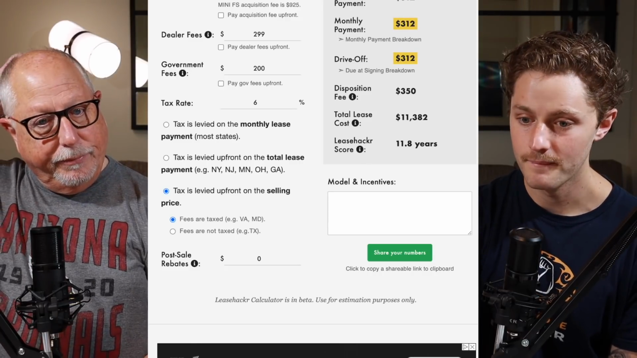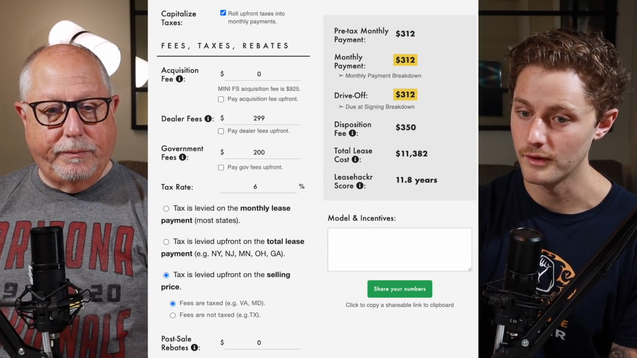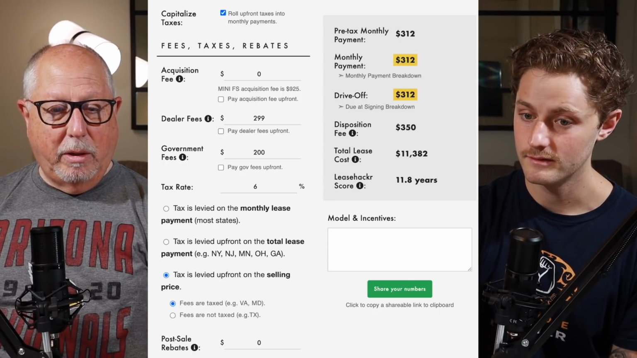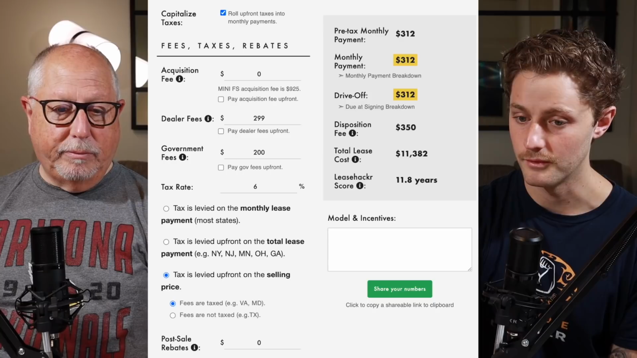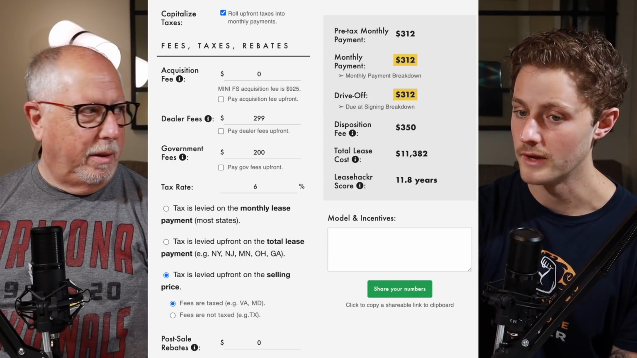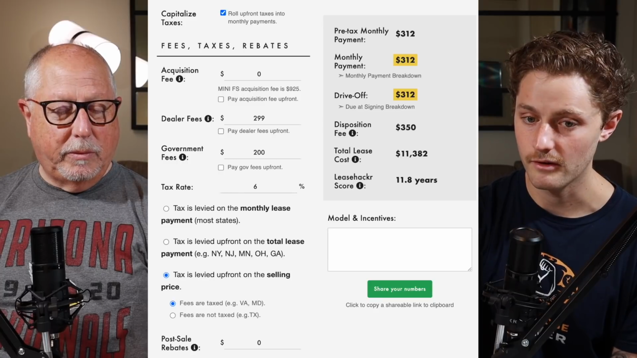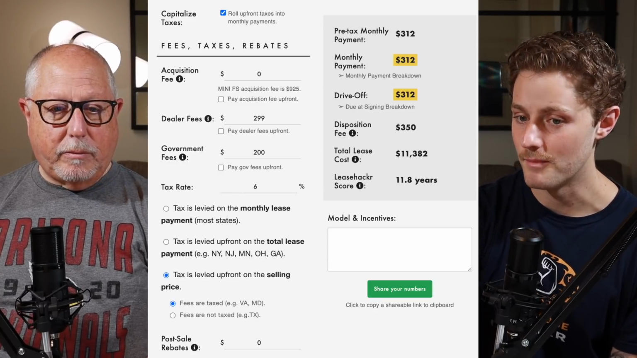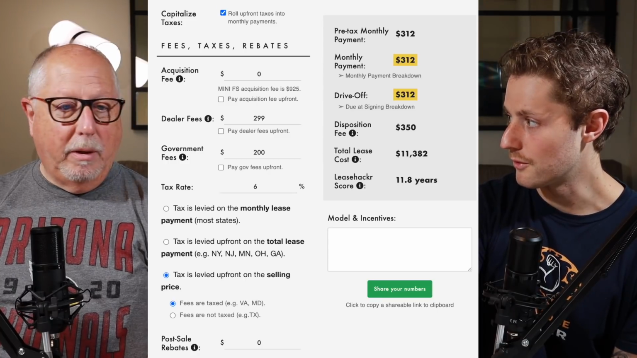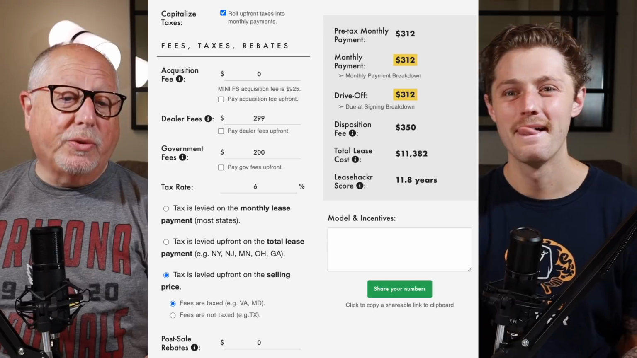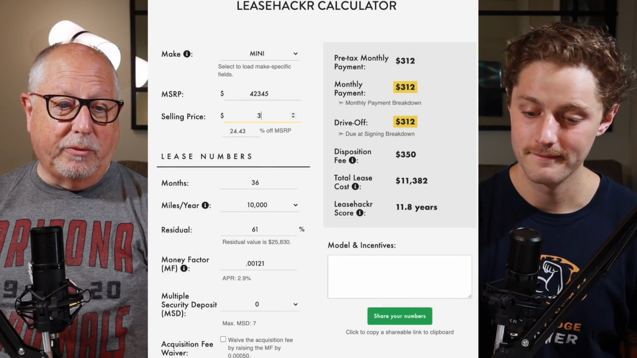They say your monthly payment is $312. Mine's $380. Due at signing was $312. Let's break this down really quick. So your actual payment's $380. What do you think we're missing here? Because a lot of people email in and say, hey, LeaseHackr says my payment should be lower than what the dealer's quoting me. They're missing something. So let's say my selling price was $34,000, because I don't really remember.